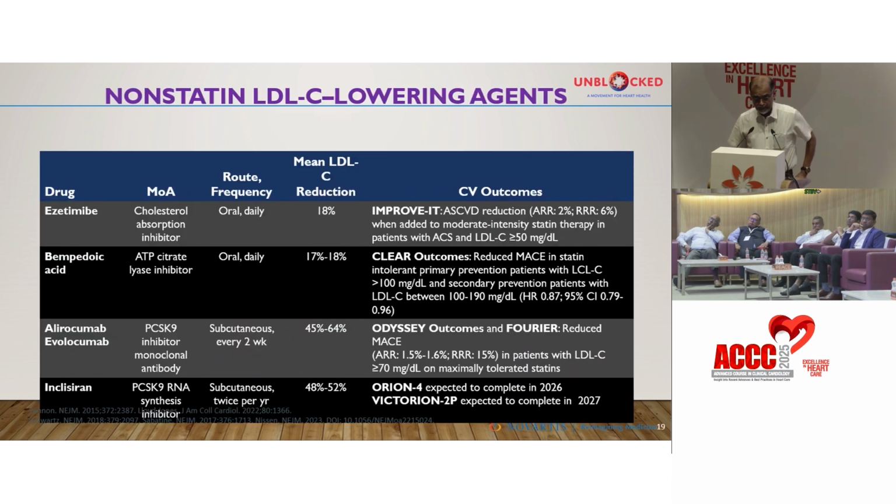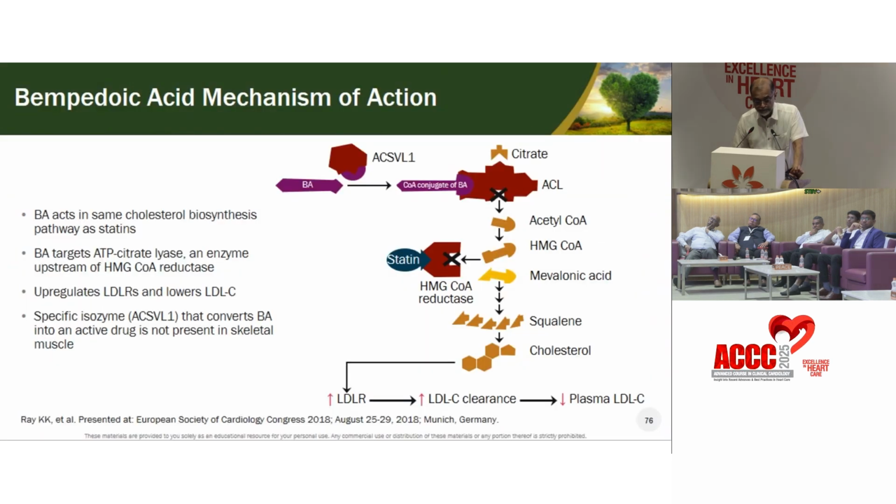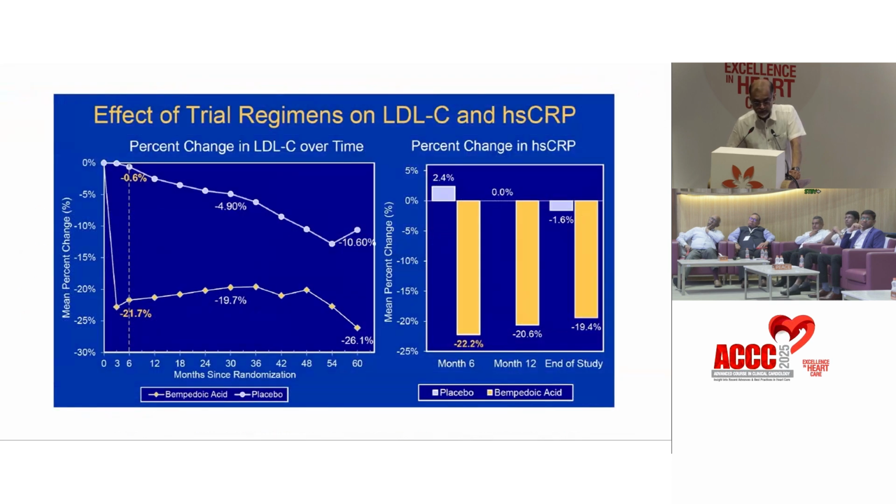What are the non-statin LDL cholesterol lowering agents? Ezetimibe, bempedoic acid. Then you have the PCSK9 inhibitors, alirocumab, which is not available, evolocumab, which is available, and Inclisiran. Bempedoic acid targets the ATP citrate lyase, which is an enzyme upstream from the HMG coenzyme A reductase. It upregulates the LDL cholesterol receptors, lowers the LDL cholesterol. Because the isoenzyme that converts bempedoic acid is not available in muscle, the skeletal muscle side effects are less with bempedoic acid as compared to statins.